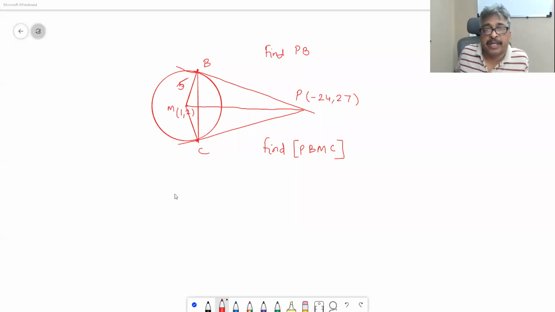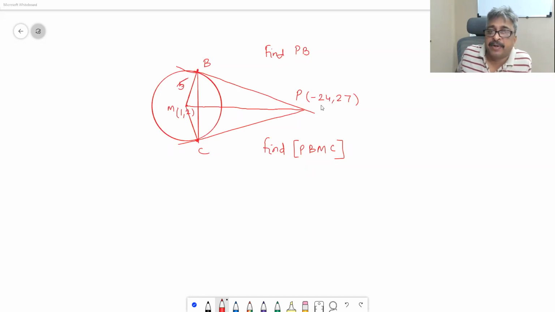Okay, the first problem is the same old problem. Given a circle with center (1, 2), radius 5, and a point outside, (-24, 27). The foot of the altitude from M on the tangent, that is the point of contact, is B and C. Okay, so we get a kite here.